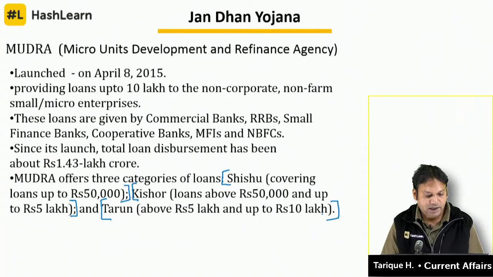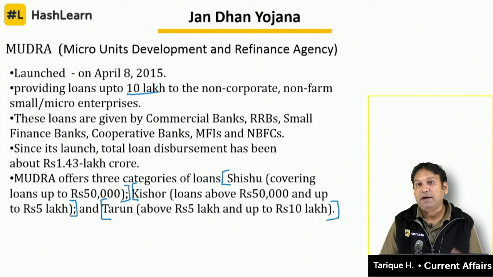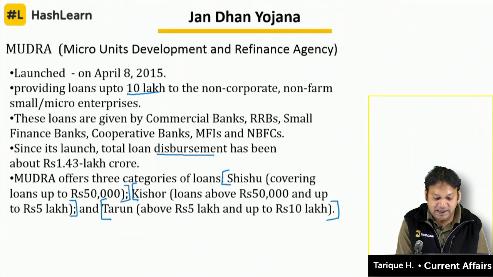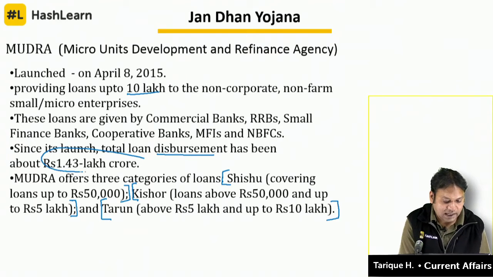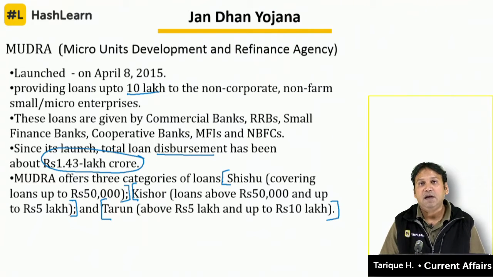10 lakhs rupees, right? Providing loans up to 10 lakh rupees given by commercial banks, RRBs, small finance banks, cooperative banks, NBFCs, and since its launch, total disbursement has been 1.43 lakh crores through the Mudra scheme. So many people have been given loans through the scheme launched by the central government. It's a phenomenal step taken to create more job creators than job seekers, and that is one of the key objectives of the central government that we should understand.